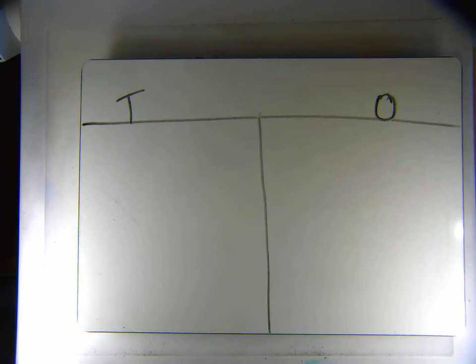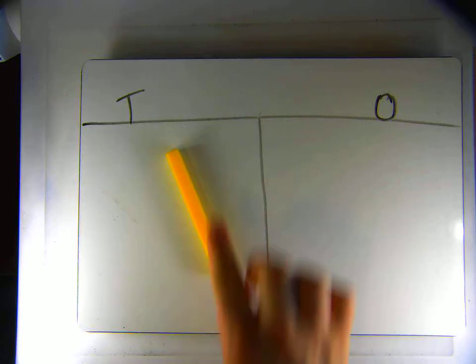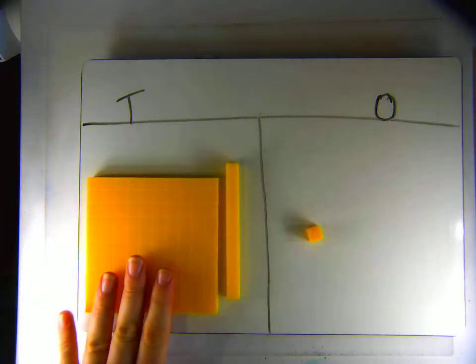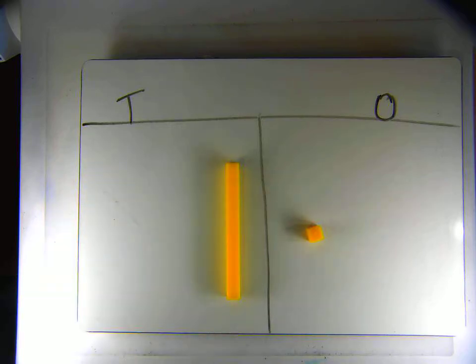So at school we would use these. These are called Dienes. We have got long thin rods like this which represent tens, and we have got smaller cubes like this which represent ones, and our hundreds are bigger ones and they look like this. We won't use them for now.